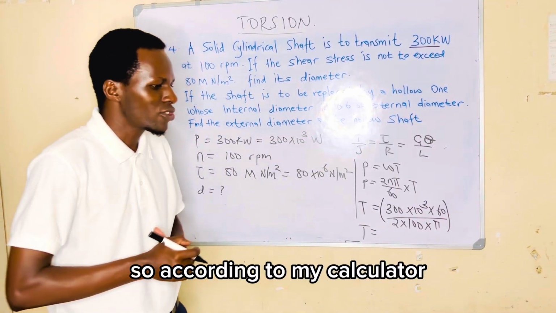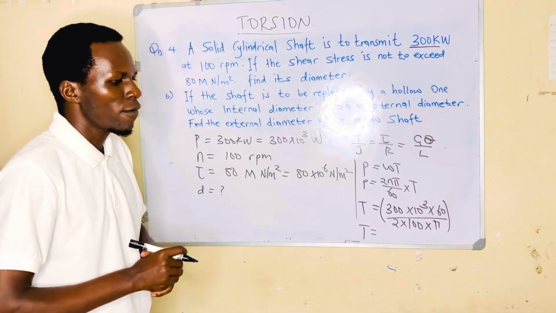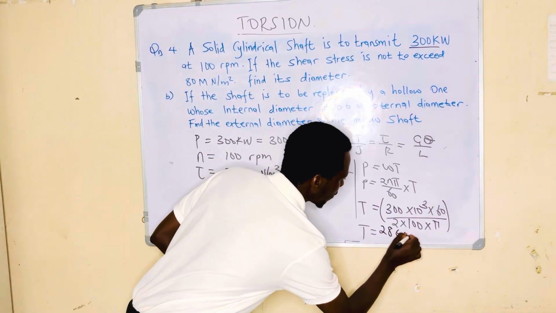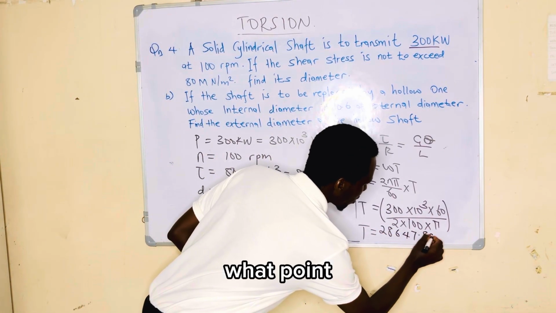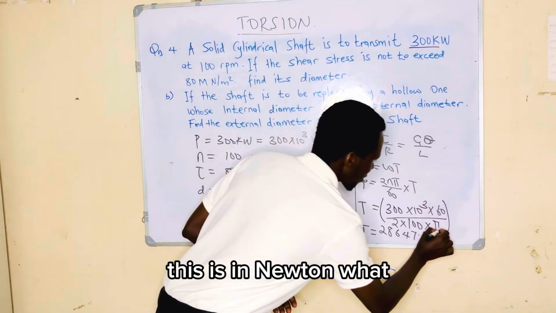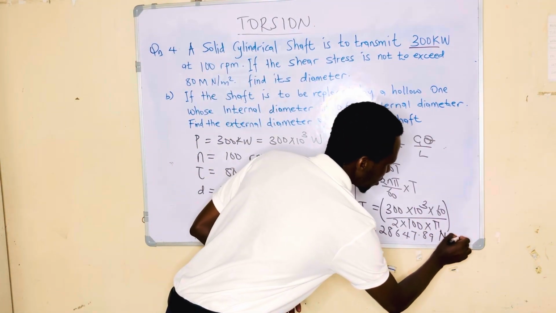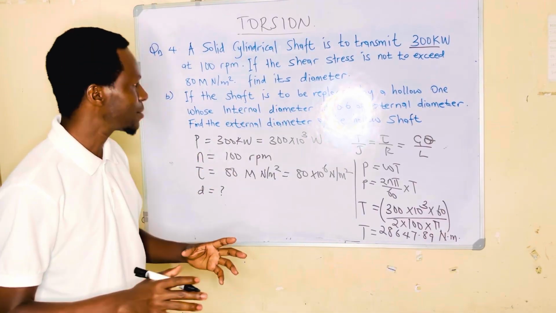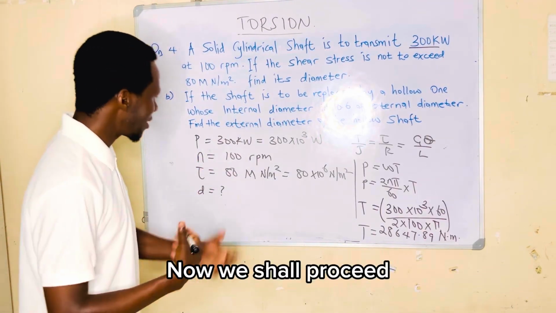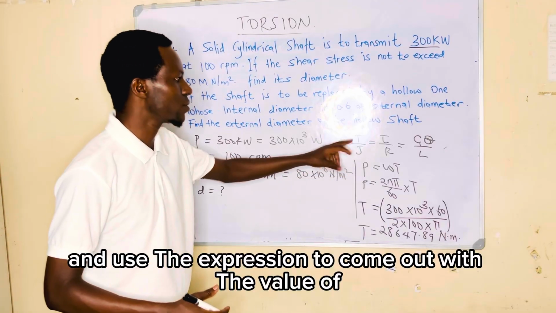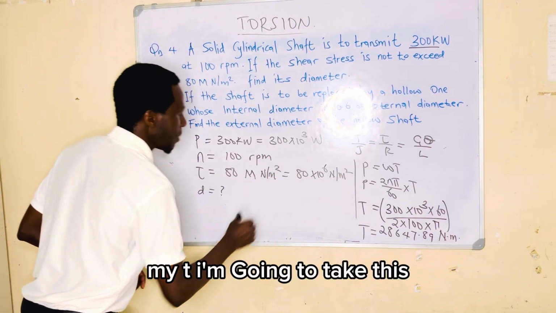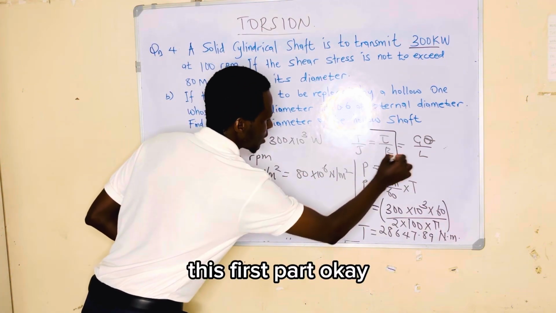So according to my calculator, I'm getting 28647.89. This is in Newton meter. So this is the value of T we have got. Now we shall proceed and use the expression to come out with the value of D. In this case, I'm going to take the first part.